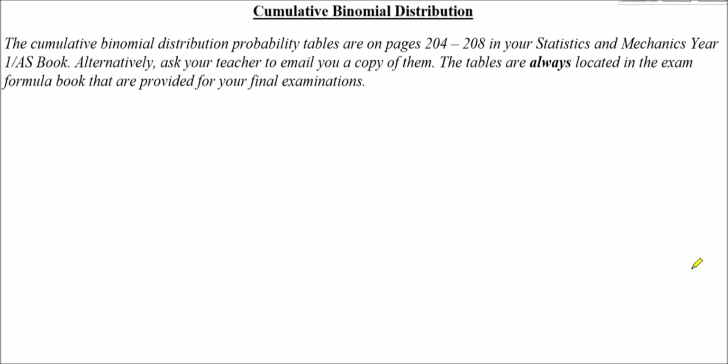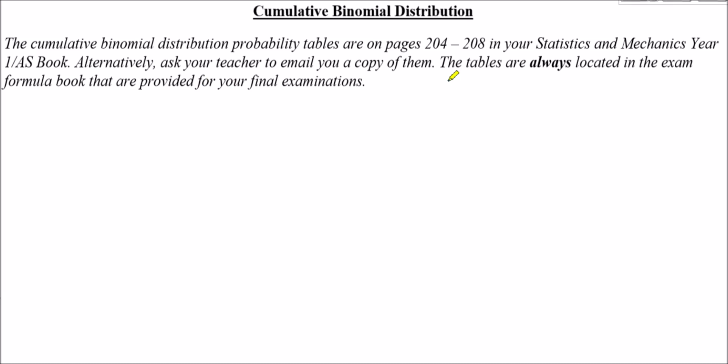So, returning to what I mentioned earlier about the tables you're given in the exam. The cumulative binomial distribution probability tables are on page 204 and 208 in your Stats and Mechanics Year 1 AS book, the Edexcel ones. They're the main course books that are included for you in the physical book. Alternatively, you could ask your teacher, that might be me, to email you a copy. Also, the tables are always located in the exam formula book you're provided for your final exams.